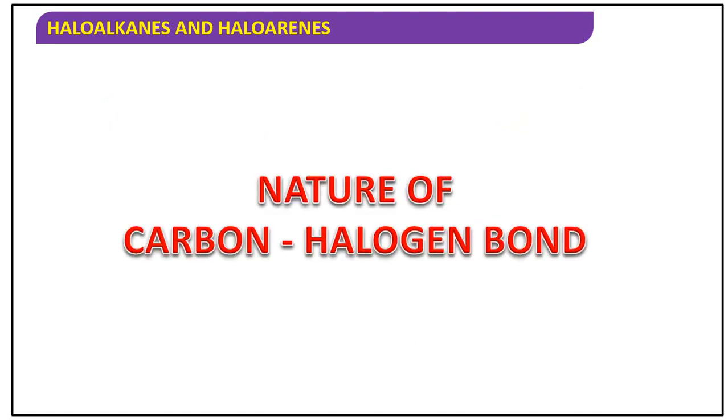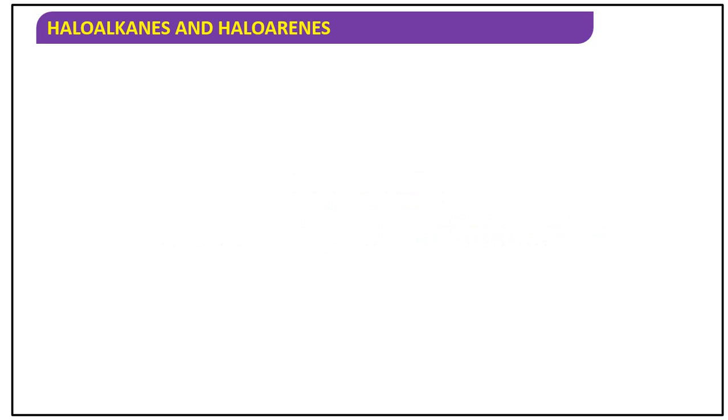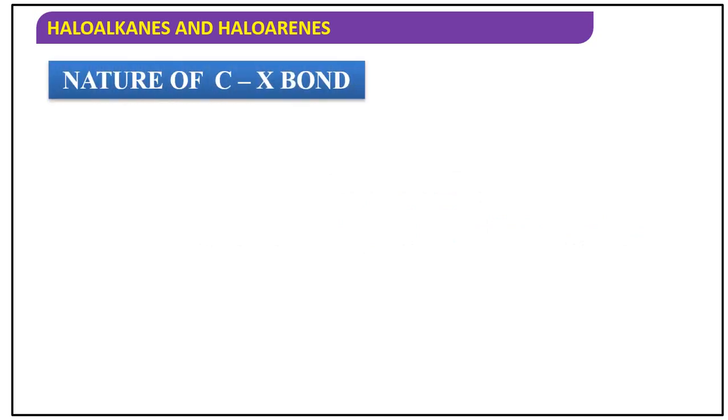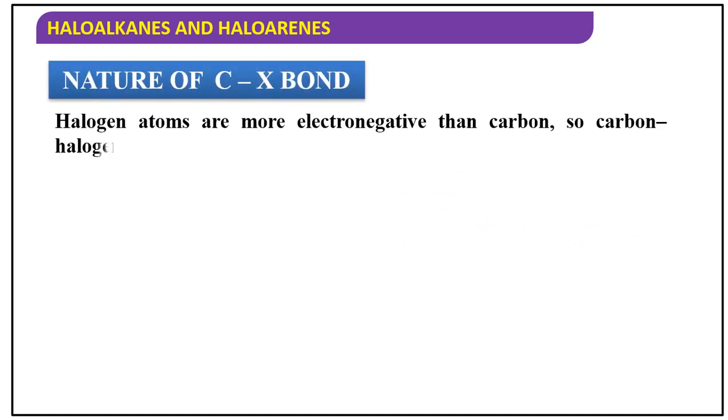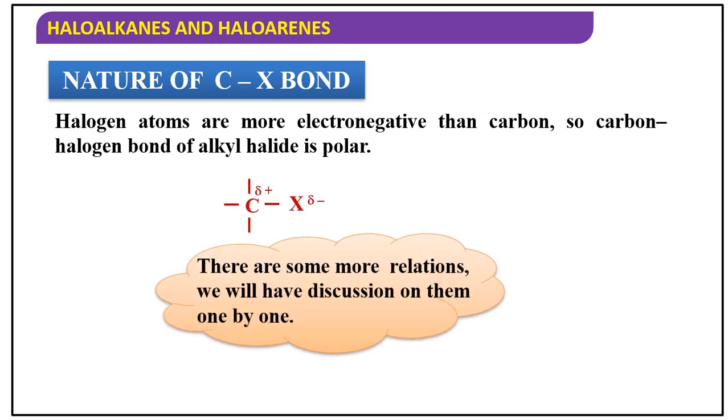Today in Haloalkanes and Haloarenes, the subtopic is nature of carbon halogen bonds. Nature of C-X bond. Halogen atoms are more electronegative than carbon, so the carbon halogen bond of alkyl halide is polar. You know what polar is. Polar means whenever two atoms of different electronegativity form a bond, it is a polar bond.